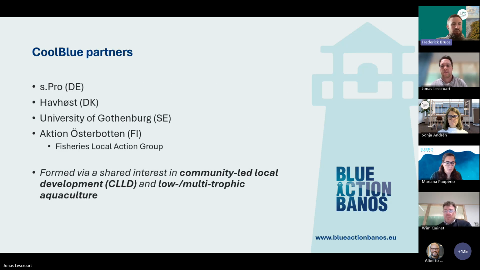So there are 4 partners. S-Pro is the coordinator from Germany with mainly the coordination role. Hauhust in Denmark is an NGO, I would say, or association. University of Gothenburg in Sweden, Action Österbotten in Finland, which also happens to be a fisheries local action group. So they're also already very active at the local level with local fishers. And the consortium formed through a shared interest in community-led local development, or CLLD, which you'll see a lot in the literature and in European communications, and low or multi-trophic aquaculture, as mentioned. Next slide, please.